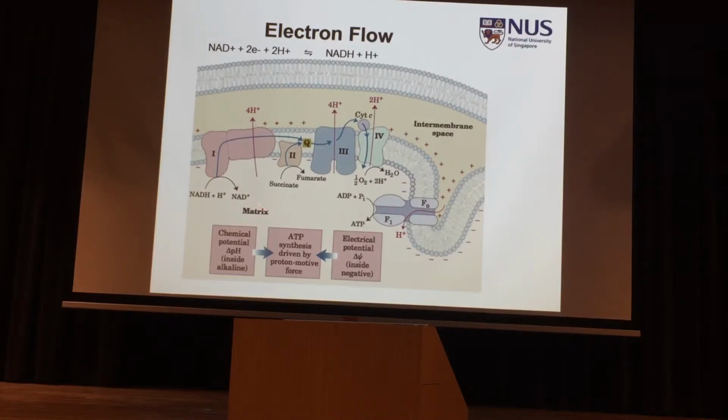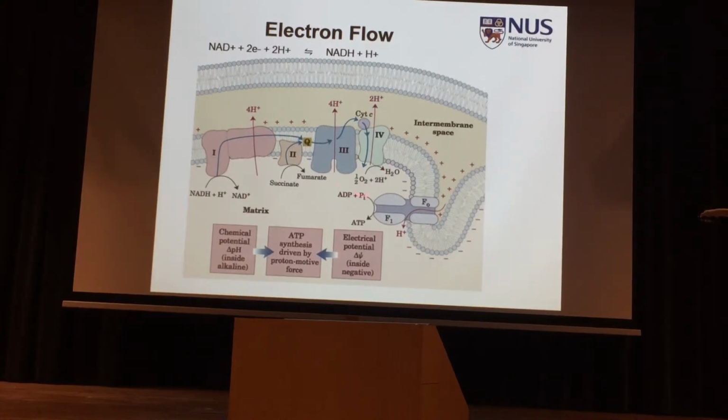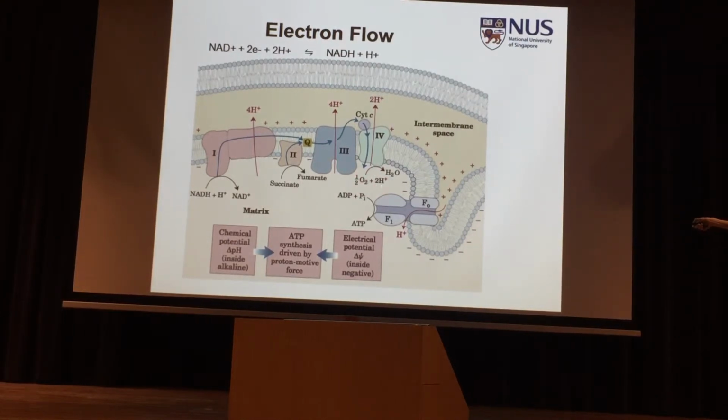So the body must have a way to pump out the protons to maintain this homeostasis, to maintain the environment. So while electrons are being passed down, protons are being pumped out, because we said that this membrane is so tight, even protons cannot diffuse freely, so they need to be actively pumped out into the space. For every molecule of oxygen reduced, 10 protons are being pumped out.